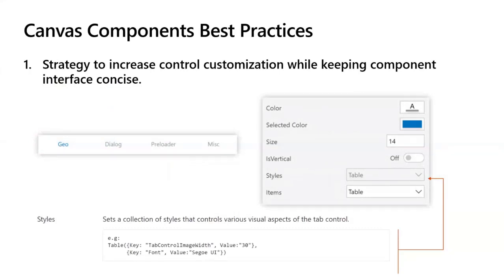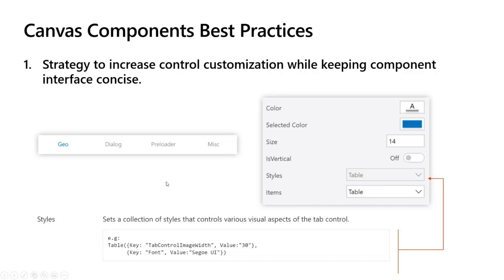So first of all, one of the strategies that I employ to balance between these two principles is exposing a property that I call style. First of all, I typically would expose things like color and selected color. This is an example of a menu control that needs to expose an items table that defines what the tabs of the control are. Maybe the menu is flexible enough to render horizontally or vertically, so there is a property for that.